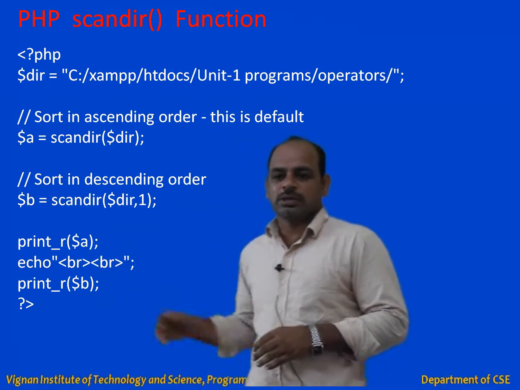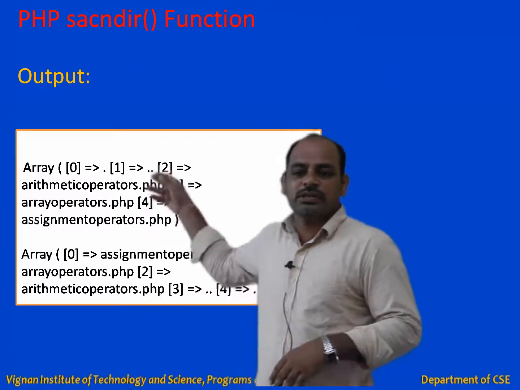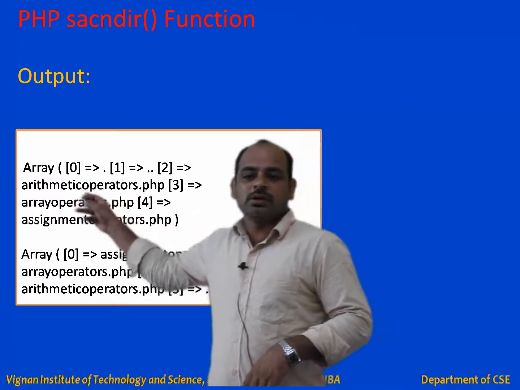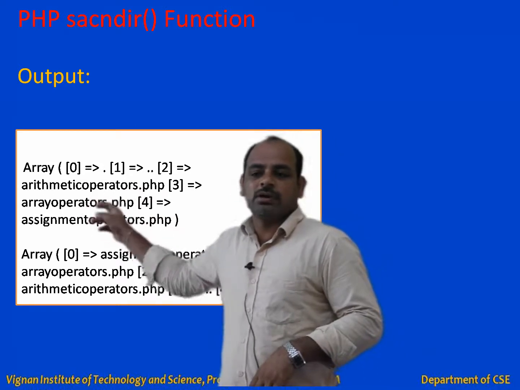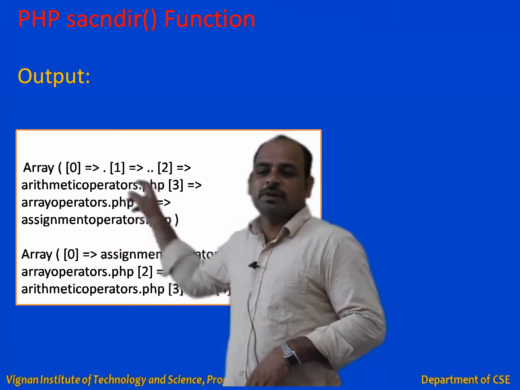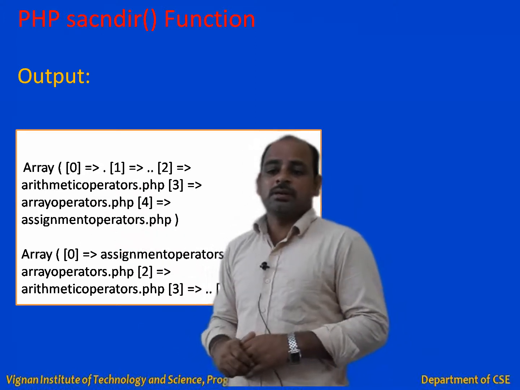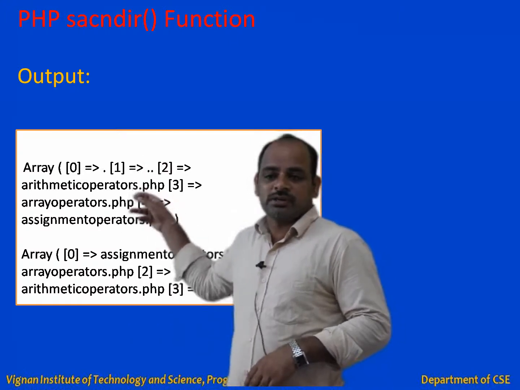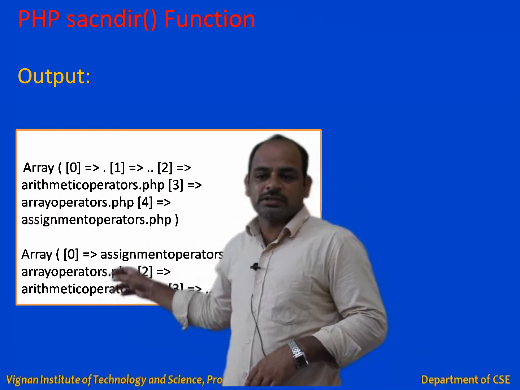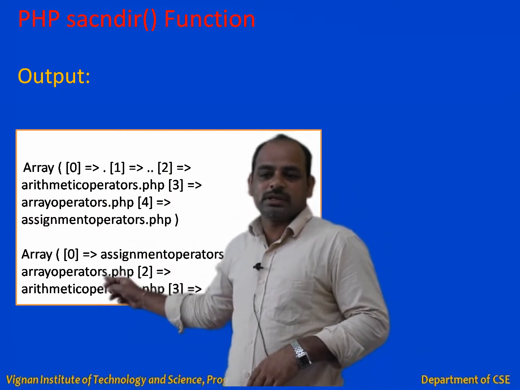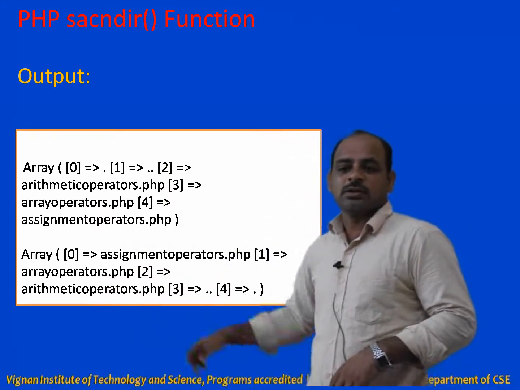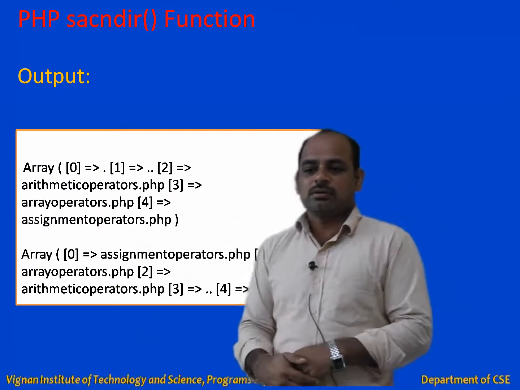You can see the output in the next slide. So you can see here array indexes 0, 1, 2: the third index is arithmetic operators.php, the fourth index is array operators.php, and the fifth is assignment operators.php, because these are the 3 files available in the operators directory here. These are sorted in ascending order, and here you can see these are sorted in descending order. See, first assignment operators, second is array operators, right? And third is arithmetic operators. These are sorted in descending order here, right?